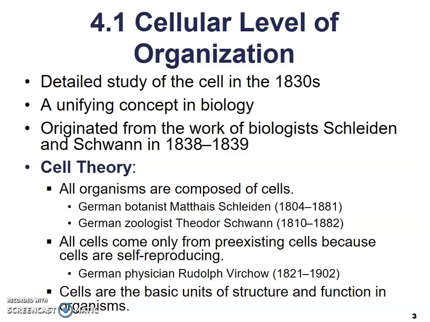It originated from the works of two biologists, Schleiden and Schwann, who started working in the 30s. They each came up with a portion of the cell theory working independently of each other. Schleiden was a botanist and he worked with plants, and Theodor Schwann was a zoologist who worked with animal cells, and they both arrived at the conclusion about the same time, independently of each other, that organisms were made of cells. Another part of the cell theory is that cells only come from pre-existing cells.